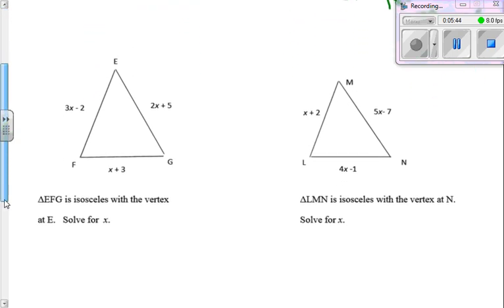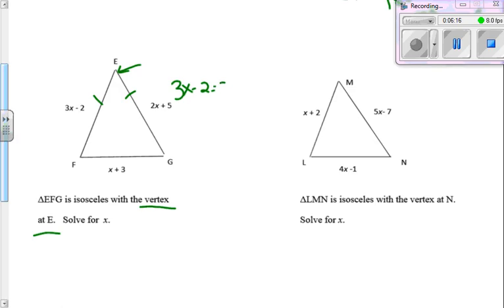All right, continuing on. Let's talk about side lengths now. So if triangle EFG is isosceles with a vertex at E, our directions are to solve for x. Clue: we don't know what any of the sides equal, but we do know that our vertex angle is at E. That means this guy. So if that is the vertex angle, which ones are the congruent sides? It's the two that sandwich it. So they are congruent. They are equal.